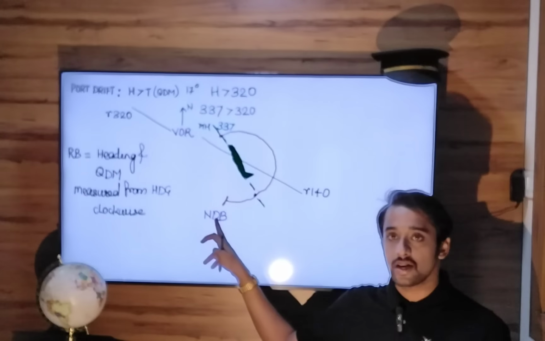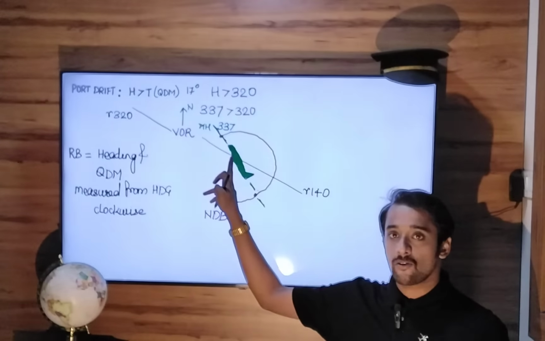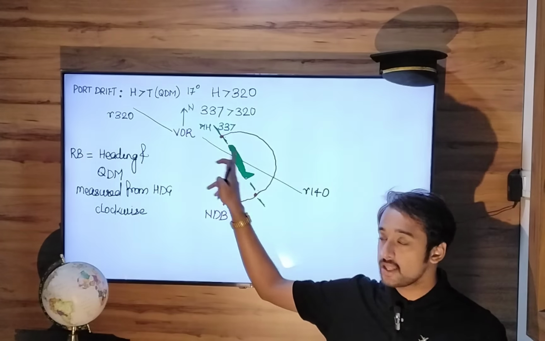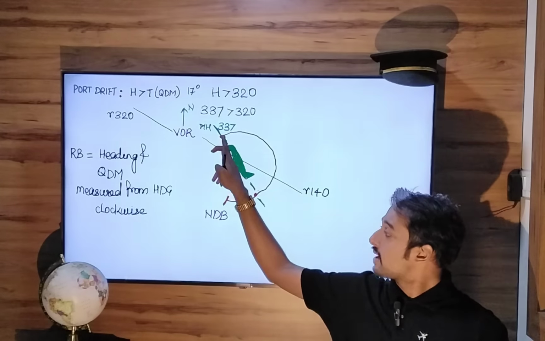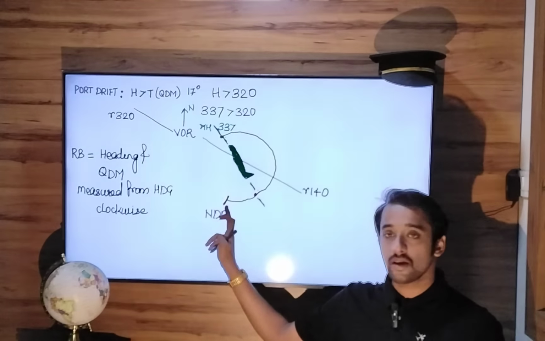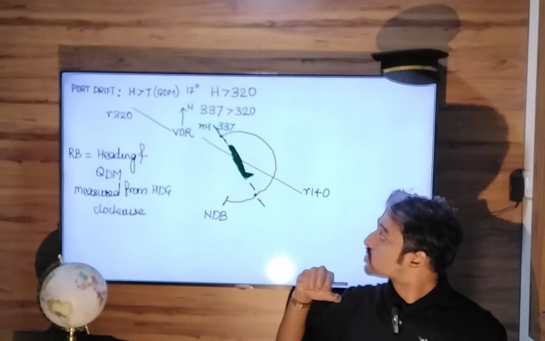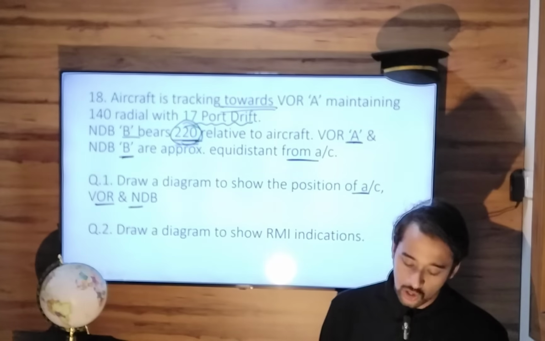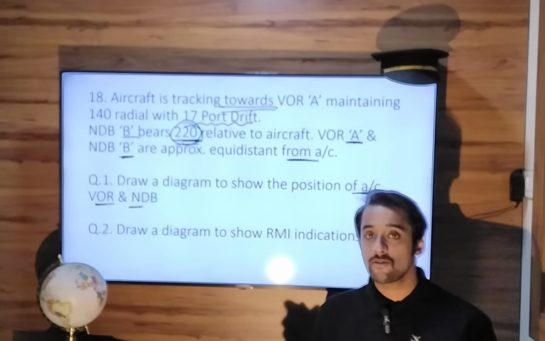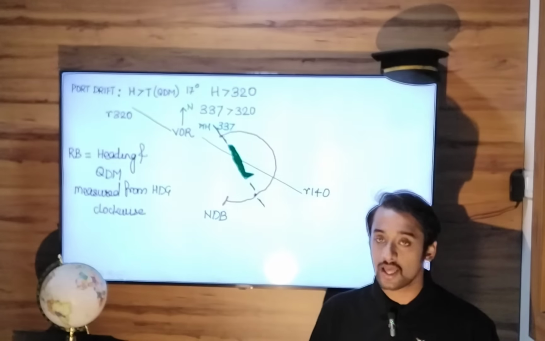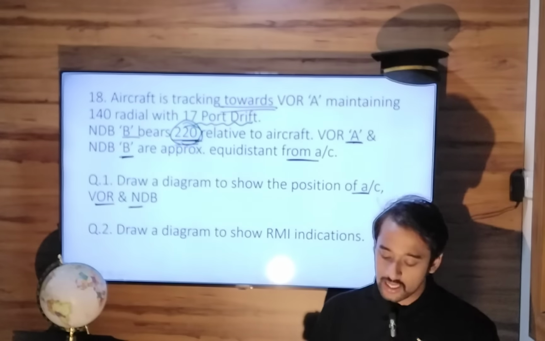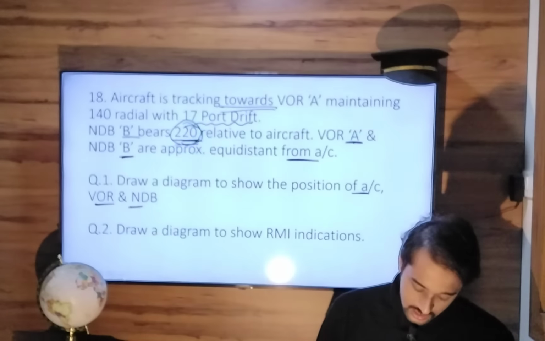So NDB is somewhere here. VOR is directly ahead of the aircraft with respect to its heading, and NDB is at 220 relative bearing. So that is the representation of the question. They have asked you to draw a diagram to show everything: your aircraft, VOR and NDB. We have done that. Next they say draw a diagram to show RMI indications. So let's draw this RMI.